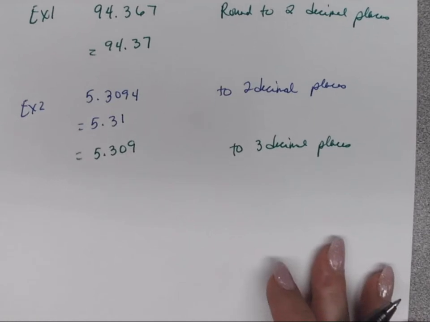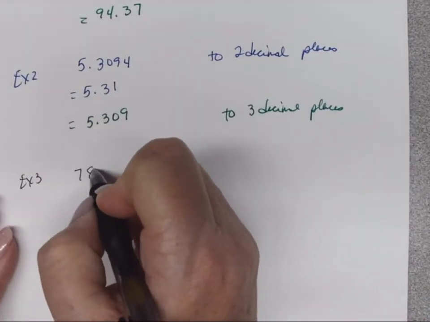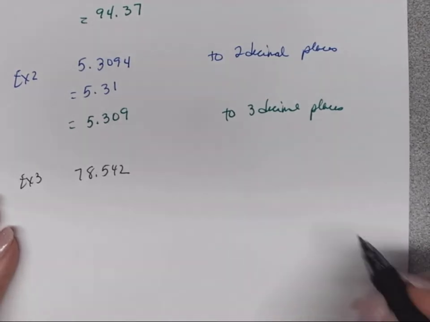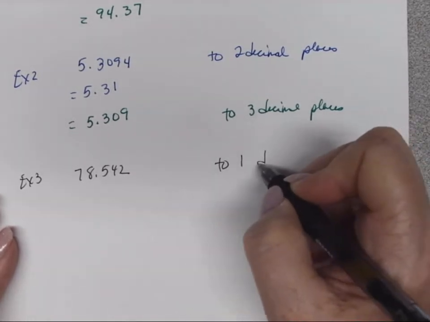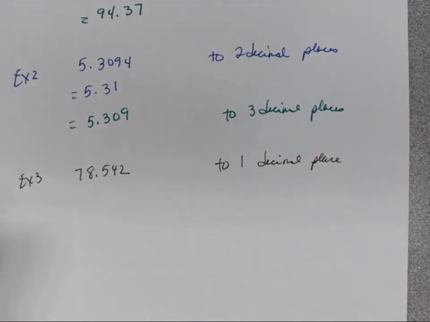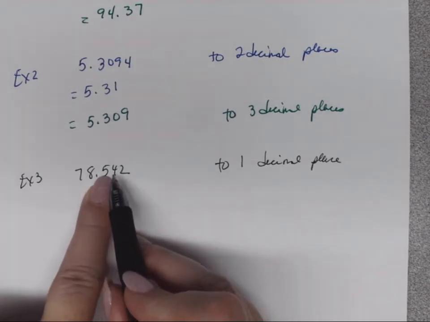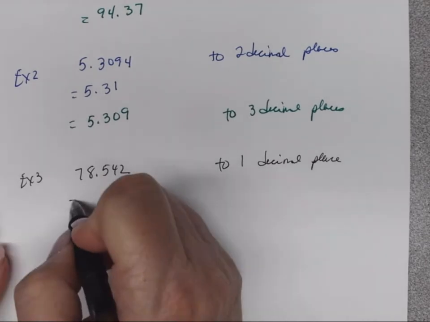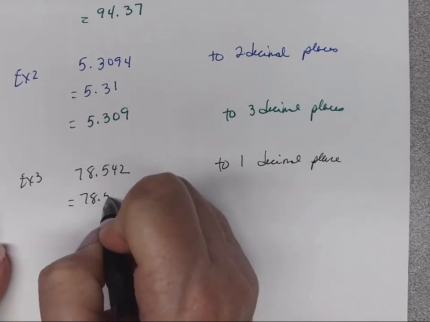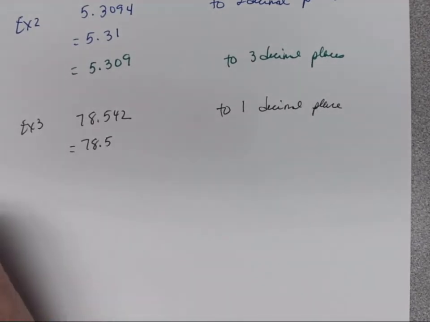All right, let's look at example 3. So for example 3, we have 78.542, and we go to 1 decimal place. So if we're looking at 1 decimal place, we're looking at the 5, but to round it, we look at the number after it, which is the 4. The 4 is not 5 or greater. It is less than 5, so to 1 decimal place would be 78.5. So we're going to leave it as the number is.